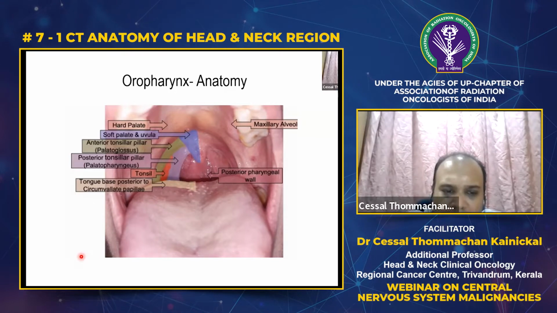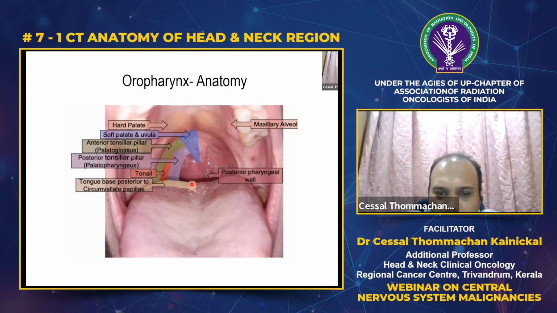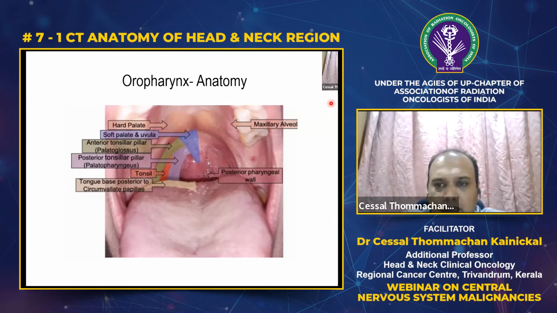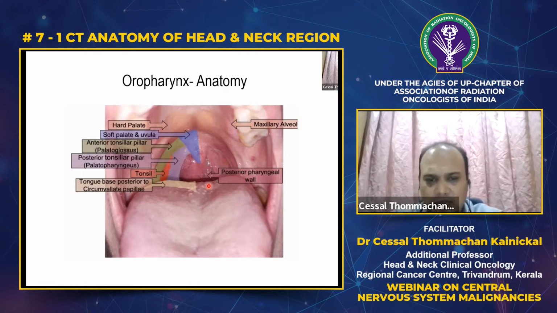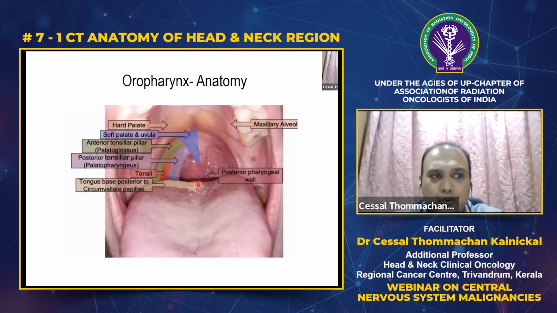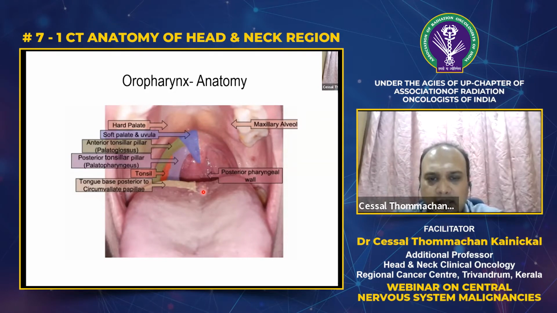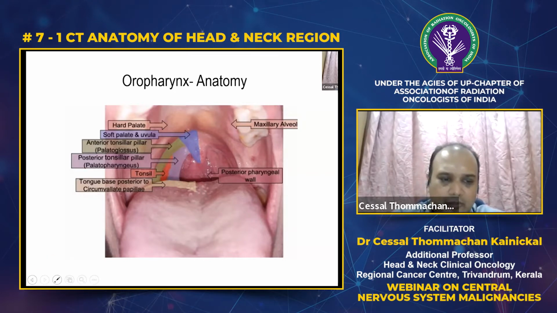So how will you make out the base of tongue? The base of tongue is posterior to the circumvallate papilla. And the tongue posterior to the circumvallate papilla is the posterior one third of the tongue. Okay, the tongue posterior to the circumvallate is the base of tongue. And posterior to the base of tongue, you have a mucosal surface which is connecting the base of tongue to the epiglottis. That is called the vallecula.